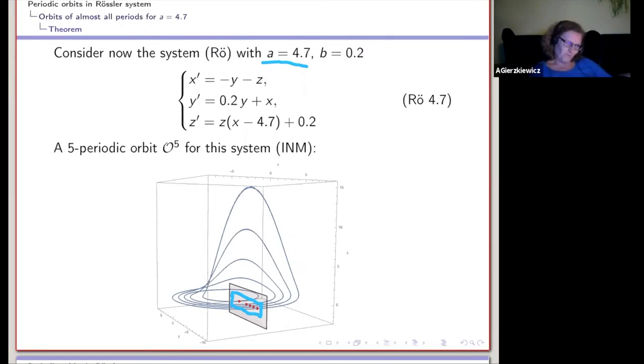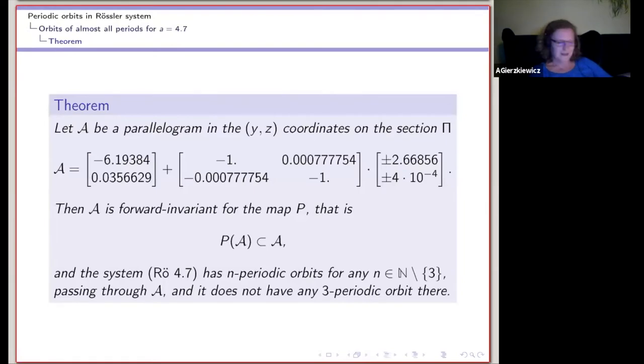So we have to say exactly where we are disproving the existence of this three periodic orbit. Okay, so our set, I called it A, is just a parallelogram. It contains, in particular, the five periodic orbit.